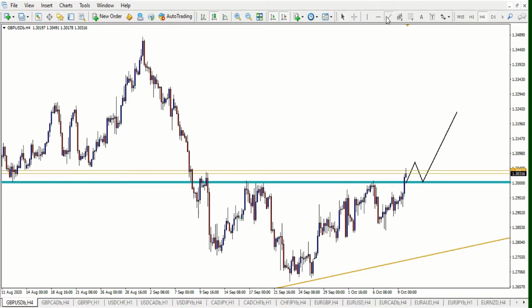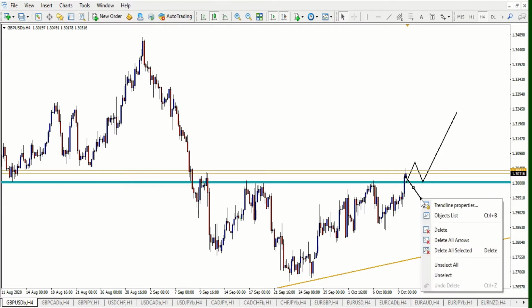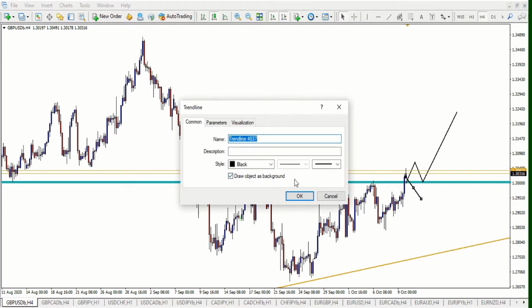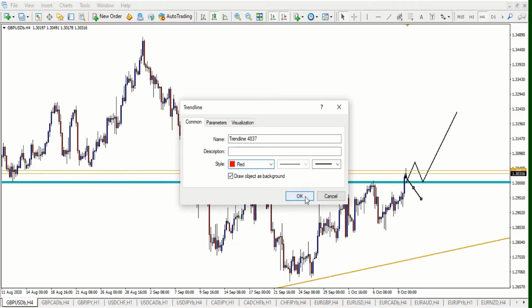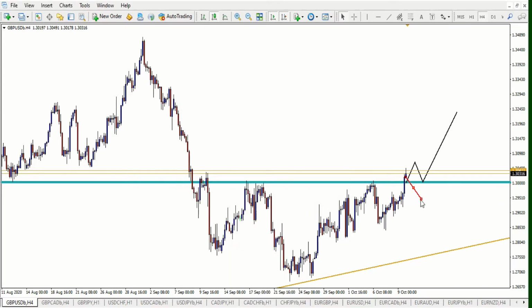However, we could be invalidated, because the market could just break down through here. Let me make the invalidations red as usual. So the market could break through the support resistance zone, come back up, retest it as a new resistance, and then continue its way back down there.